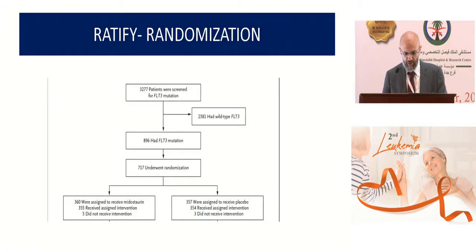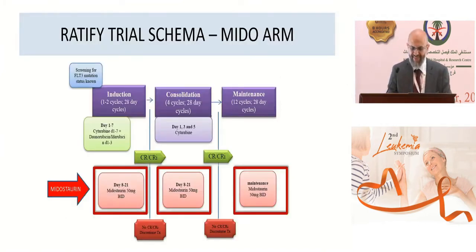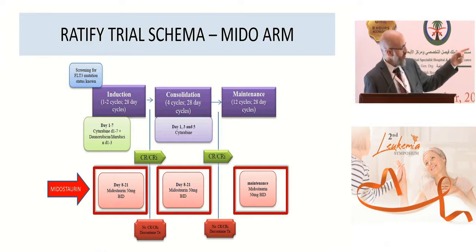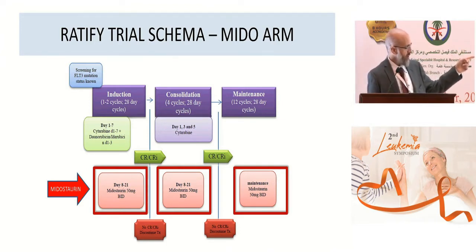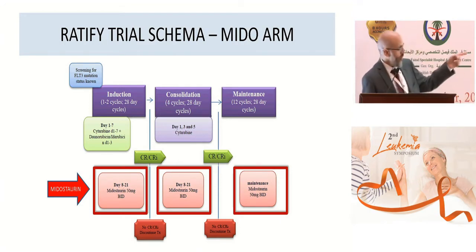And that is the upper half of the consort diagram. 3,000 patients screened. In the end, 717 patients were randomized, roughly 50% in each arm. And that's roughly the treatment schema. So you have induction with daunorubicin and cytarabine, standard 3+7, and then you get midostaurin day 8 to 21 at 50 milligrams BID. Now it says 1 to 2 cycles.